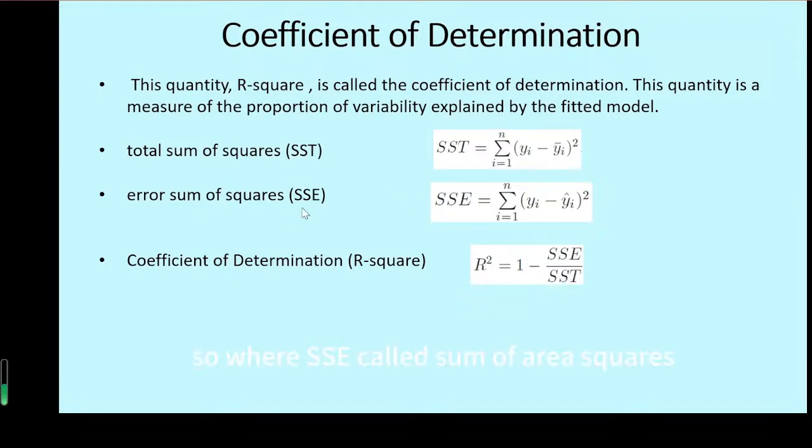SSE, called the sum of error squares or error sum of squares, is the sigma of the square of the y variable minus the y hat. Y hat is the fitted value, so this is the error term. Then take a square, then sigma for all the observations. And SST is each y value minus the y mean value, the mean of y, then take a square, then take a sigma for all the observations.